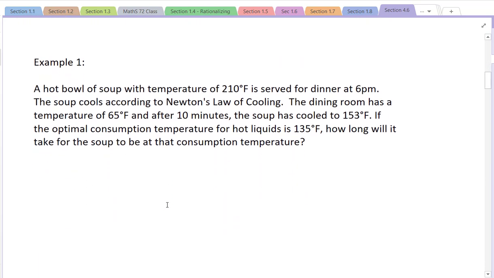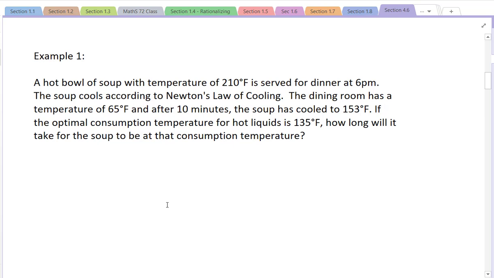A hot bowl of soup with a temperature of 210 degrees is served for dinner at 6 p.m. And then the soup cools according to Newton's law of cooling. The dining room has a temperature of 65 degrees Fahrenheit, and after 10 minutes, the soup has cooled to 150 degrees. If the optimal consumption temperature for hot liquids is 135 degrees, so that's the sweet spot to eat or drink something, how long will it take for the soup to be at that consumption temperature? So it comes out of the pot at 210 degrees Fahrenheit, and after 10 minutes it's at 150. So we want to know when it will reach 135 degrees.